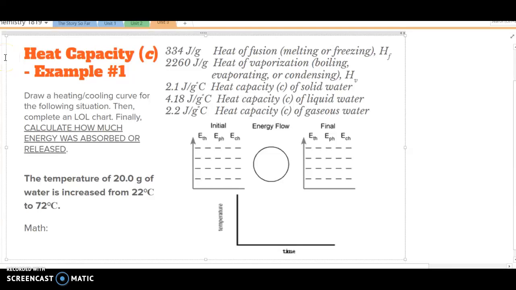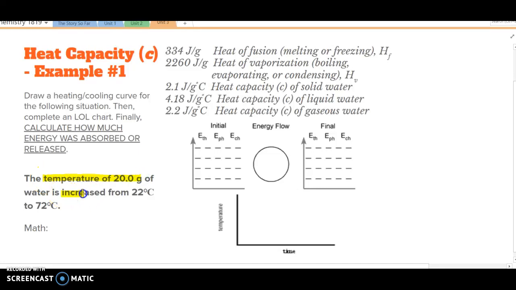The purpose of this video is to look at two different heat capacity examples. We're going to take a look at a situation where we have a substance that is changing its temperature and not its phase, and we want to find out how much energy was absorbed or released in order for that temperature change to occur.